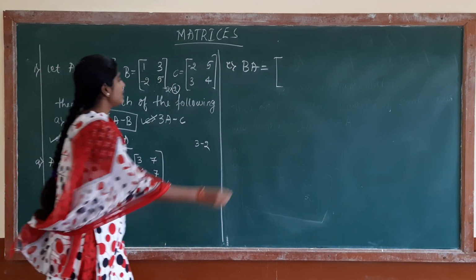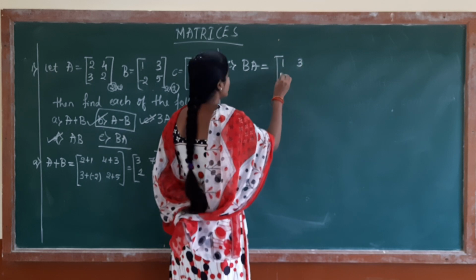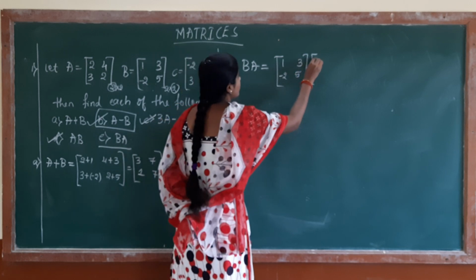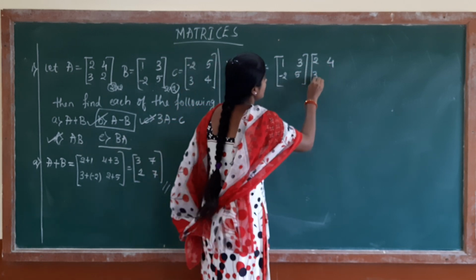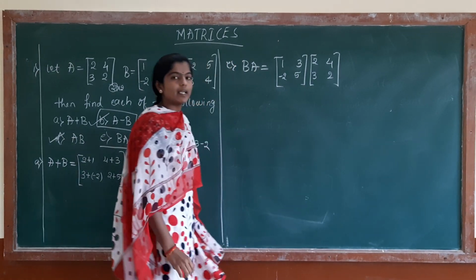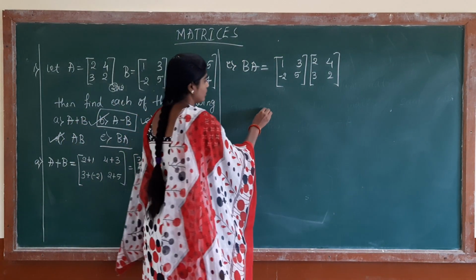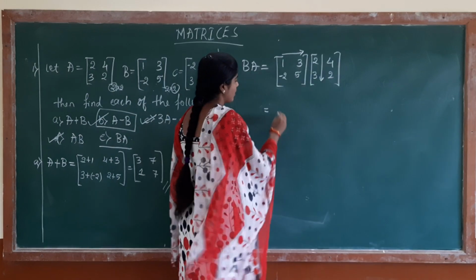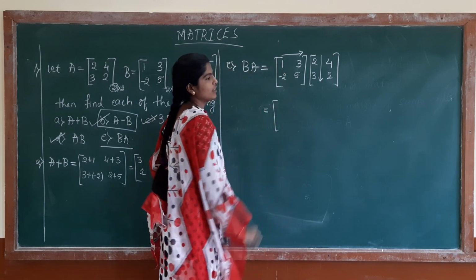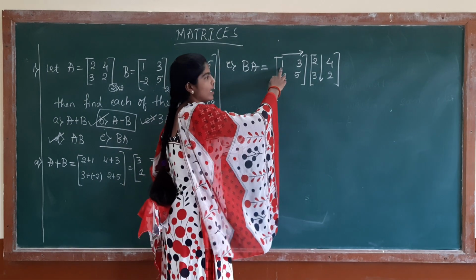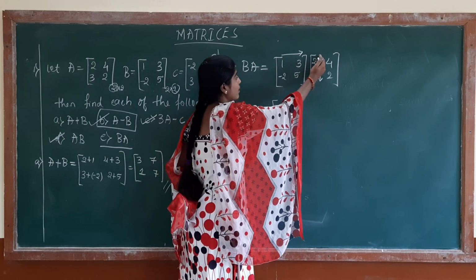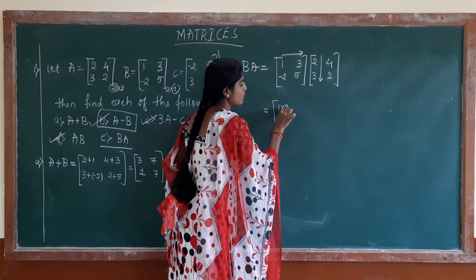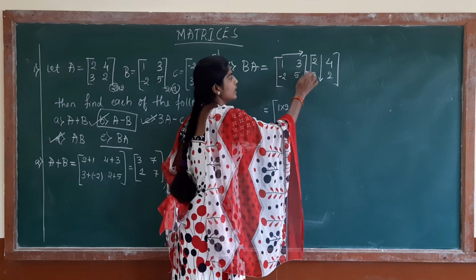So what is the matrix B? It is 1, 3, minus 2, 5, and the matrix A is 2, 4, 3, 2. So we have to multiply these matrices. The condition is we have to multiply the first row with the first column first. Take the first row, first element, which is 1, and the first column of A, whose first element is 2. So we have to multiply, that is 1 into 2 plus 3 into 3.